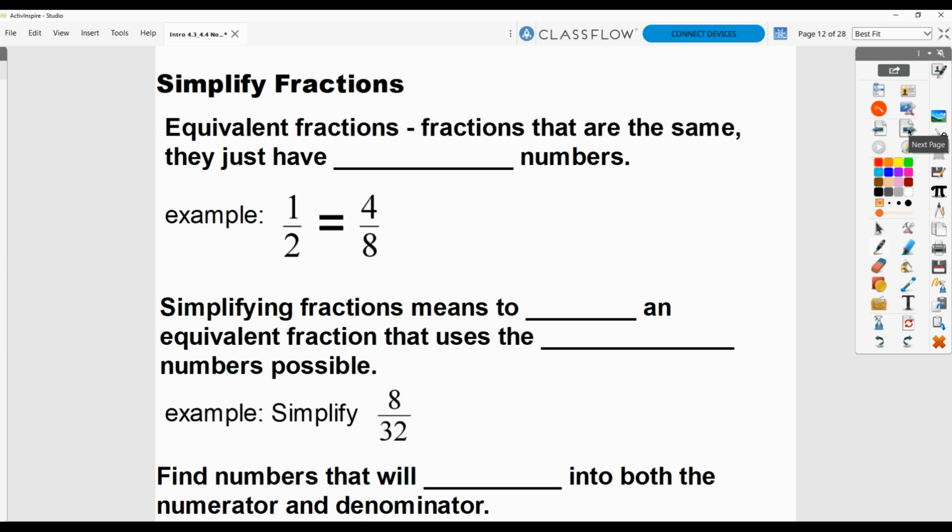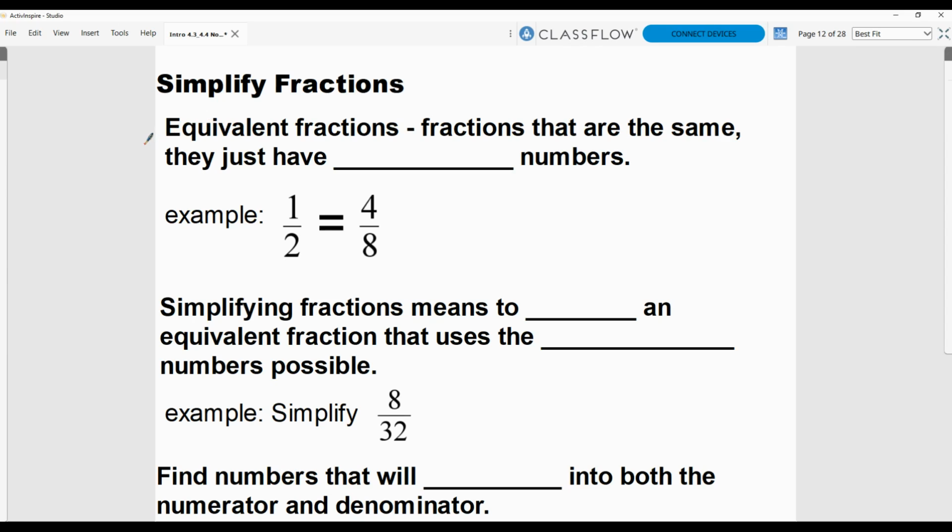First, let's review equivalent fractions, because we did this the other day. Okay, so equivalent fractions are fractions that are the same, they just have different numbers. Okay, so if we're taking a look at these things, here's our example. 1/2 is equal to 4/8. These two fractions have the same exact value, but they're just different numbers. And when we looked at it the other day, we also could tell that 1/2 is equal to 4/8 because both our numerator and denominator got multiplied by the same number. Okay, so that's how we can tell if we have equivalent fractions.